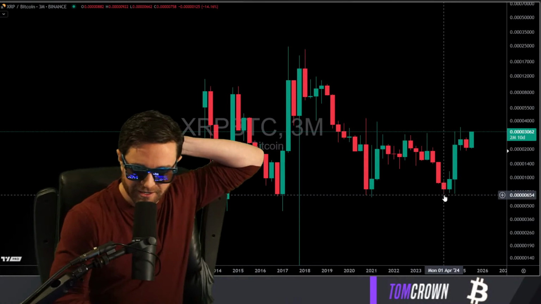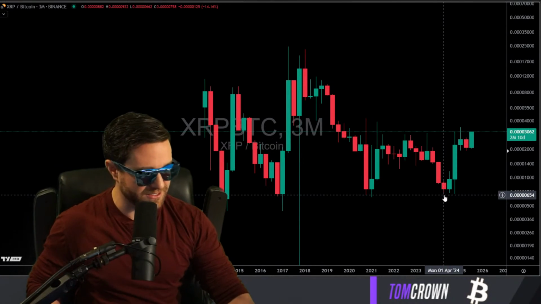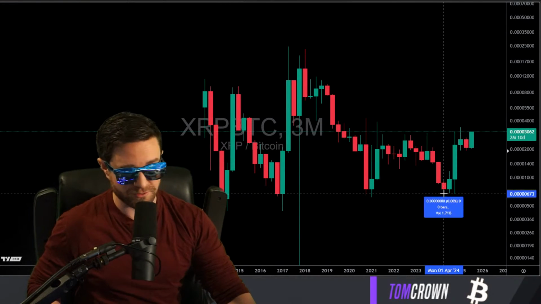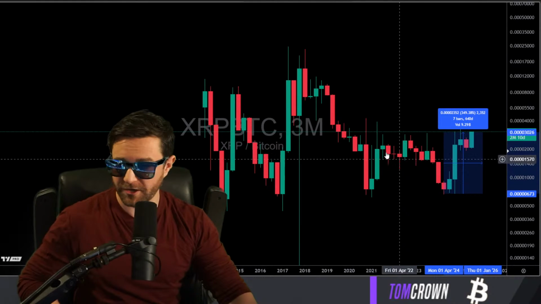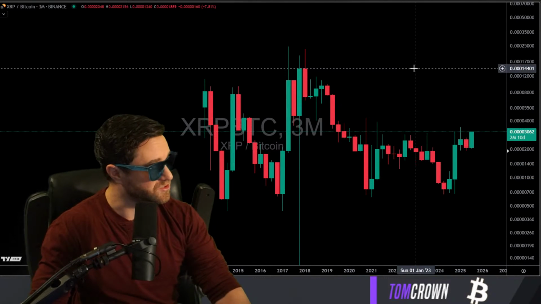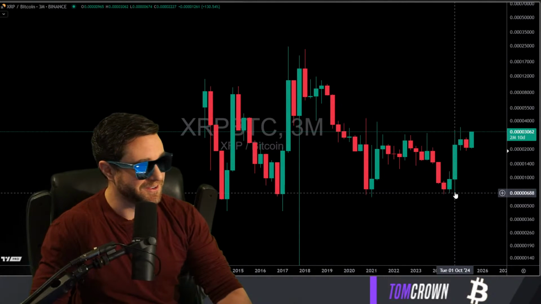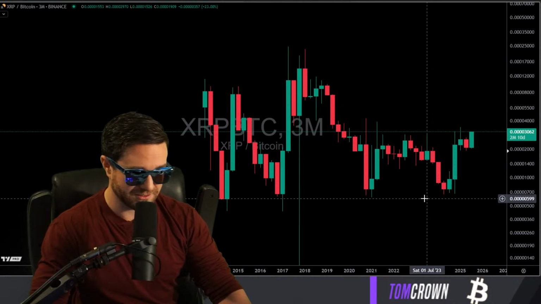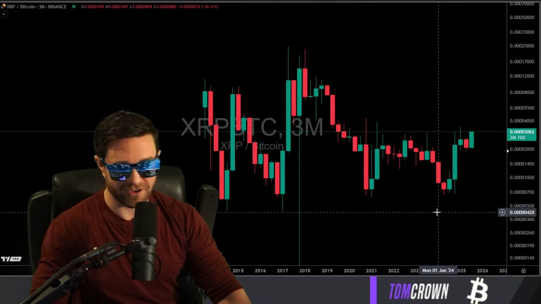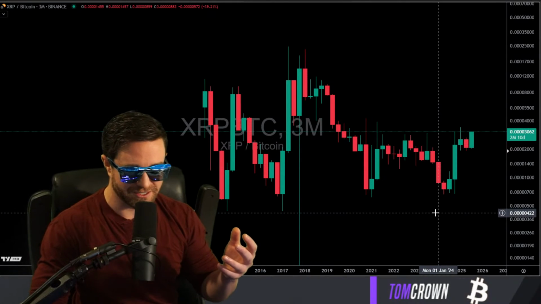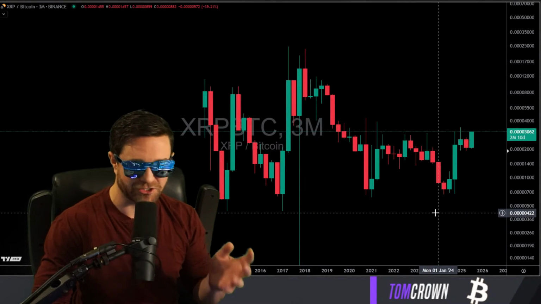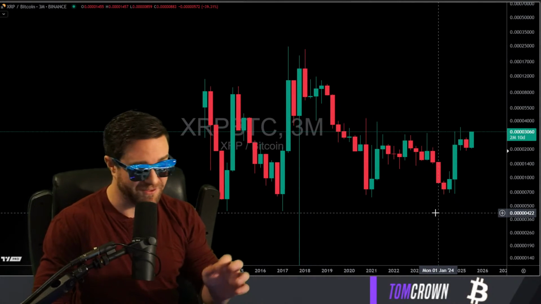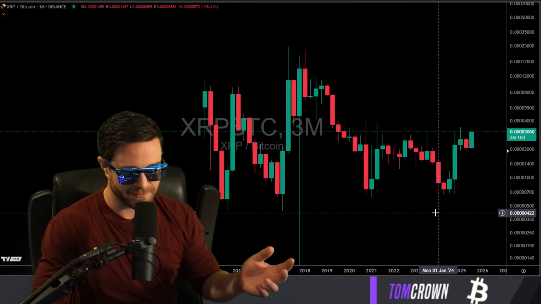You could say, but what if you bought it right here at the very bottom, April 2024, Tom? You would be up 350% against Bitcoin. That's true. But you are imagining something that is not realistic. When these things sell off at the very bottom lows is the time that they're the least attractive, that the least amount, if any, new people get into these things.